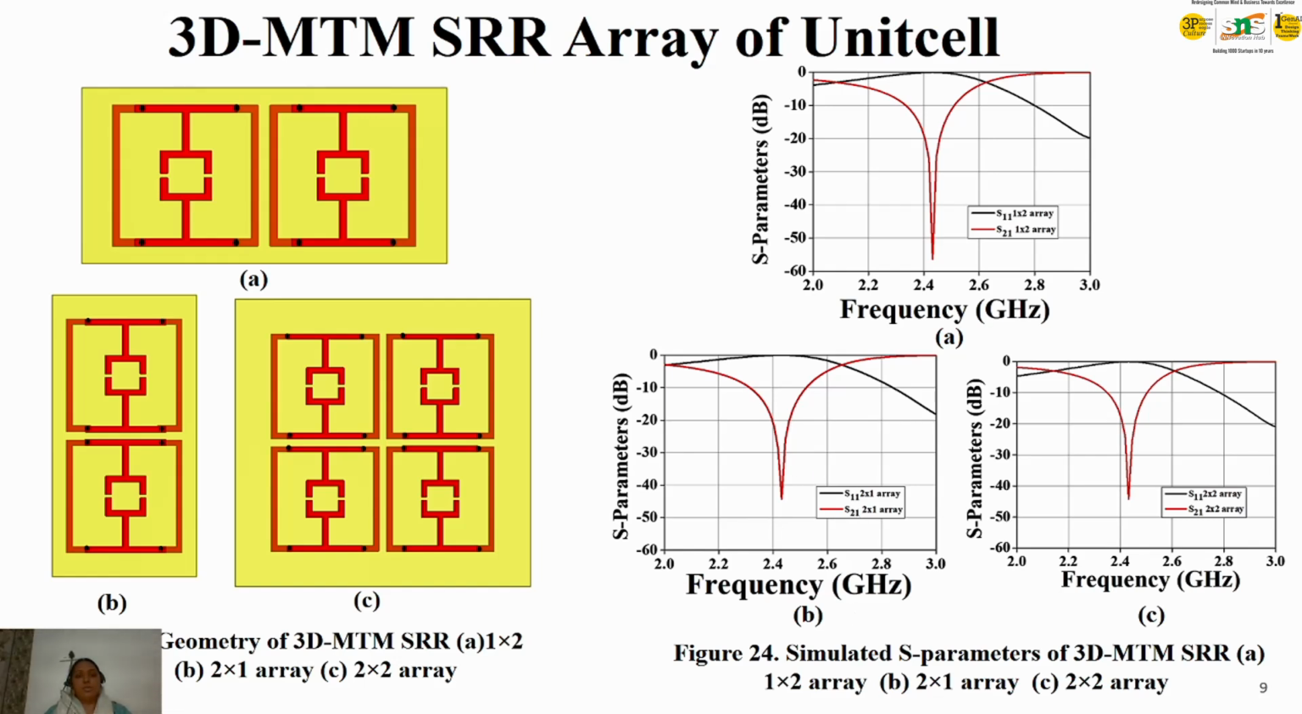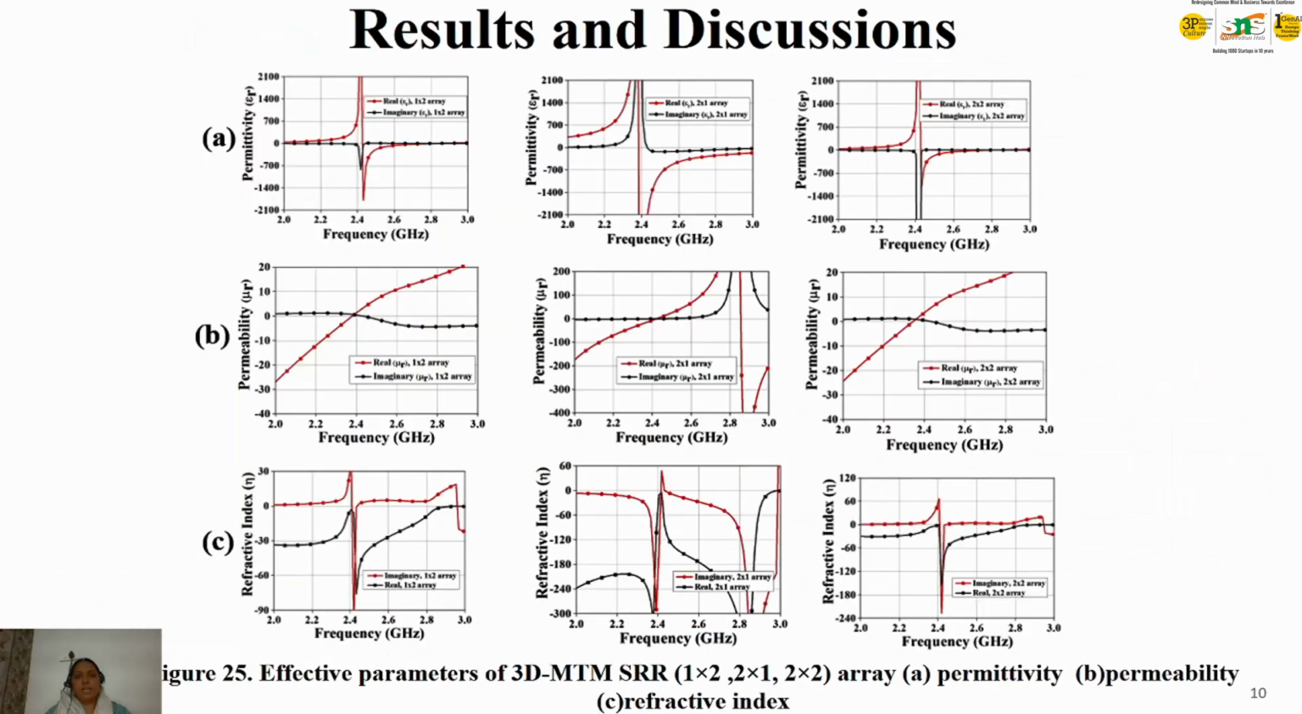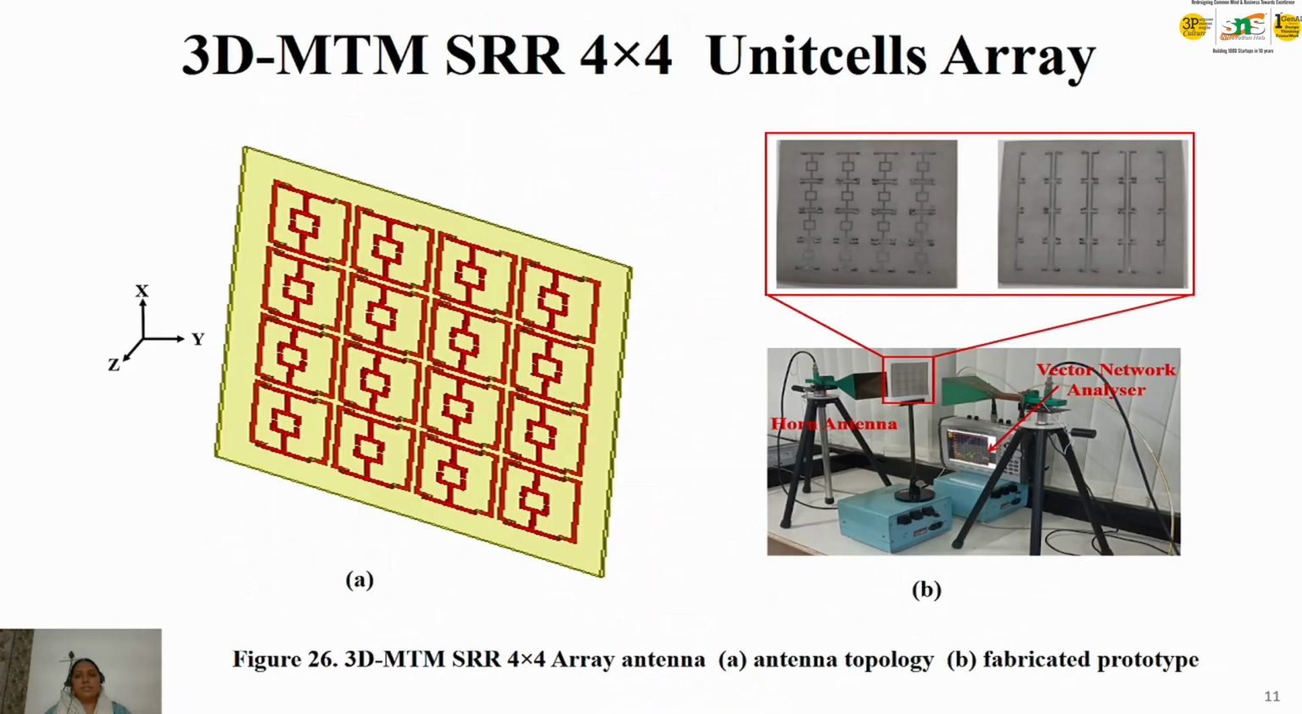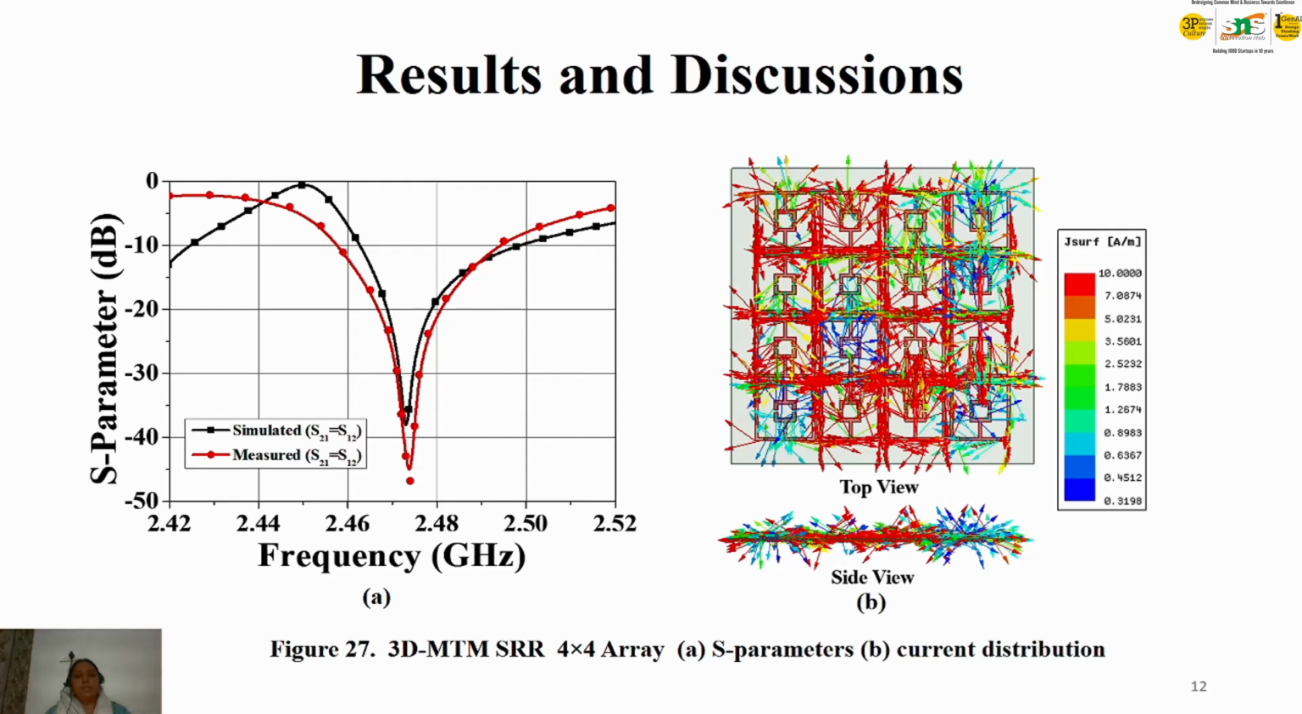Once I got the 2 cross 2 structure, I made it into a large array, and all the effective parameters were also satisfied. Here you can see the structure fabricated for 4 cross 4, where 16 cells are there. The outputs will be the same as for 2 cross 2, so we are getting a similar output. Again, we did both the simulated and measured results, and it was resonating at the same 2.46 gigahertz.